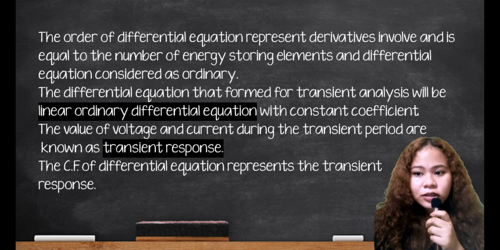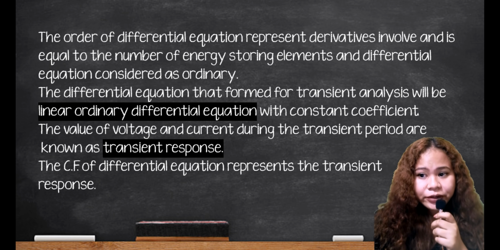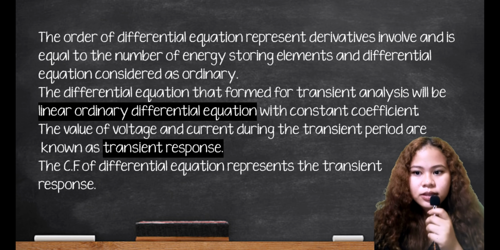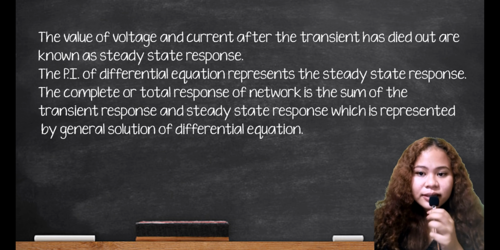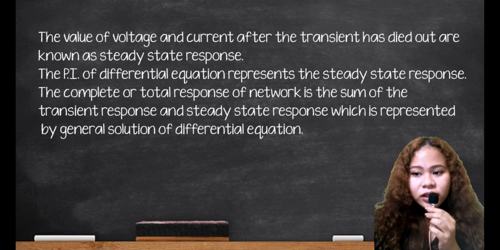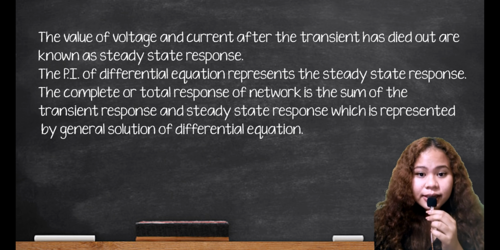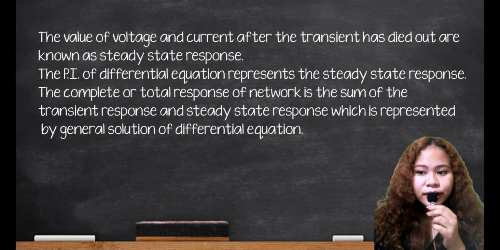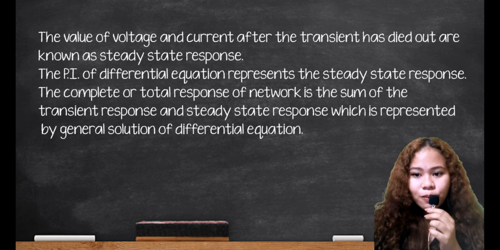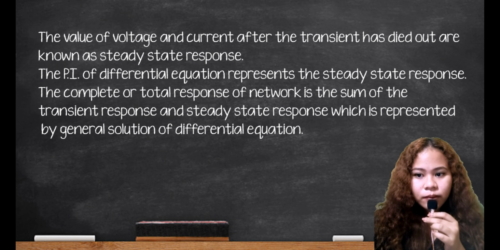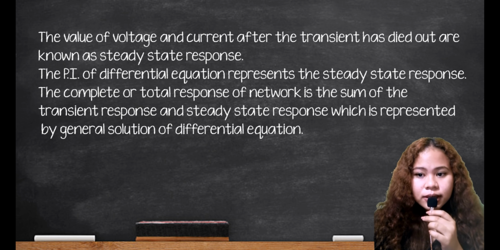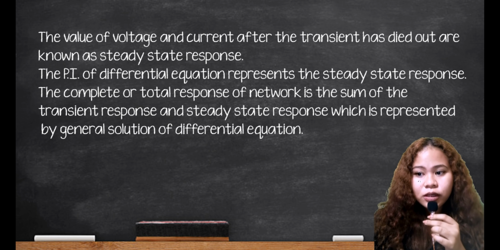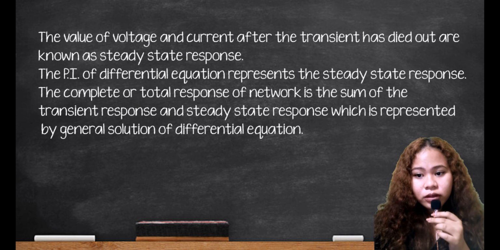Now, the values of voltage and current during the transient period are known as the transient response. The CF of the differential equation represents the transient response. Next, the values of voltage and current after the transient has died out are known as the steady state response. The PI of the differential equation represents the steady state response. The complete or total response of the network is the sum of the transient response and steady state response, which is represented by the general solution of the differential equation.